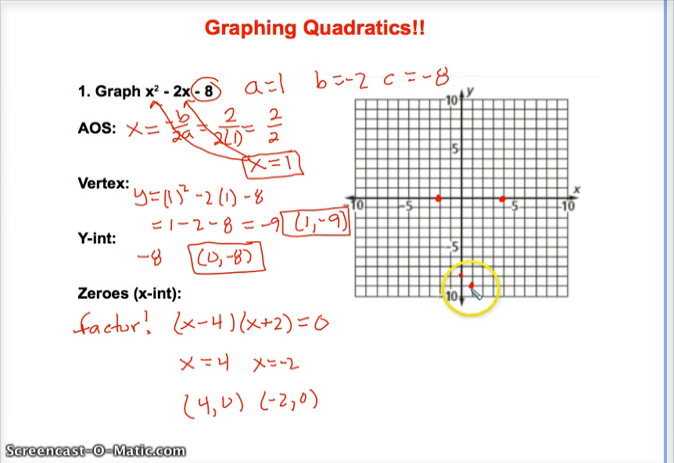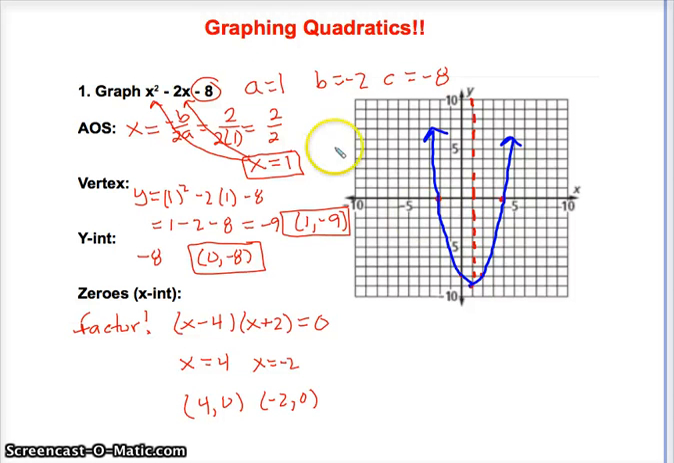Last thing I can do is I can reflect the y-intercept over the axis of symmetry. Since I was one space away, I'll move one space away on the other side. Now, I can go ahead and connect my points to construct my parabola. There's one side, there's the other. By putting all the pieces together, I have now made one good-looking parabola.